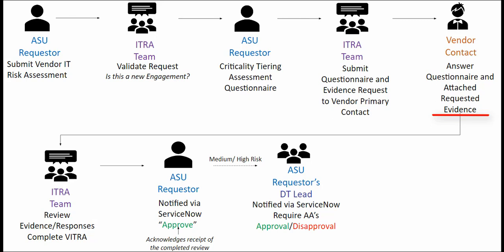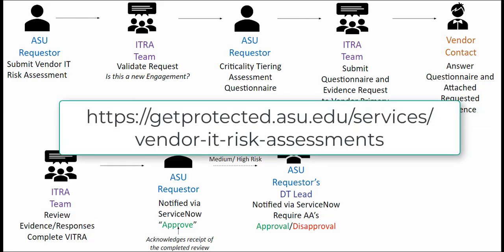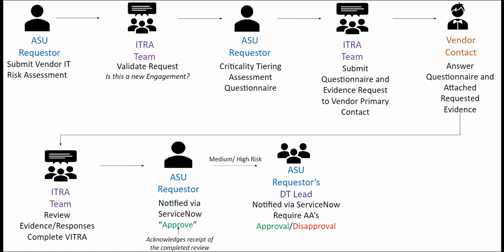Keep in mind that VITRA assessment timelines are subject to the responsiveness of you, the customer, and the vendor during this process. Information about target maximum processing times for each of these steps can be found at the Vendor IT Risk Assessment website. When the vendor has uploaded all the required information, the IT Risk Assessment team will determine the relative risk of your proposal. They will send you a message via ServiceNow and email that the review is done. You will approve that message, acknowledging that the review is complete.